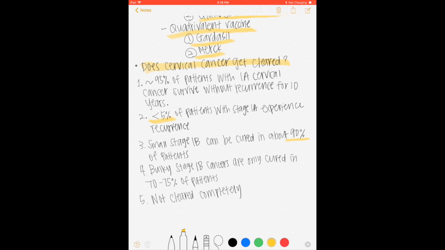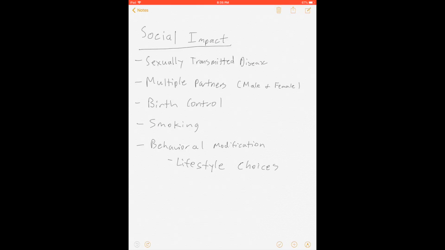However, stage IB cancers greater than 4 centimeters in size are only cured in 70 to 75% of patients when surgery or radiation therapy is administered alone. However, cervical cancer does not get cleared completely.